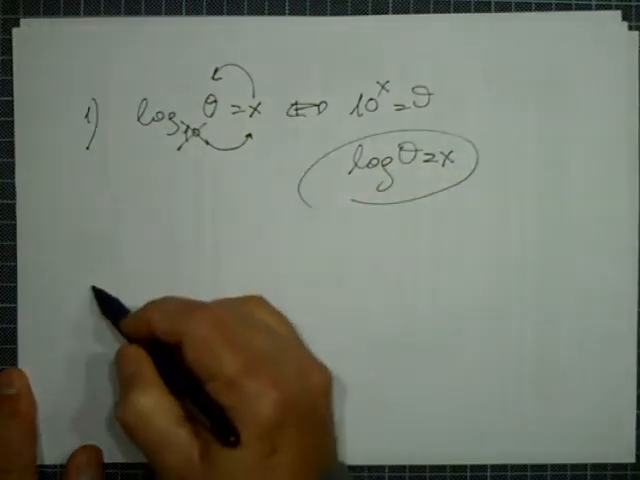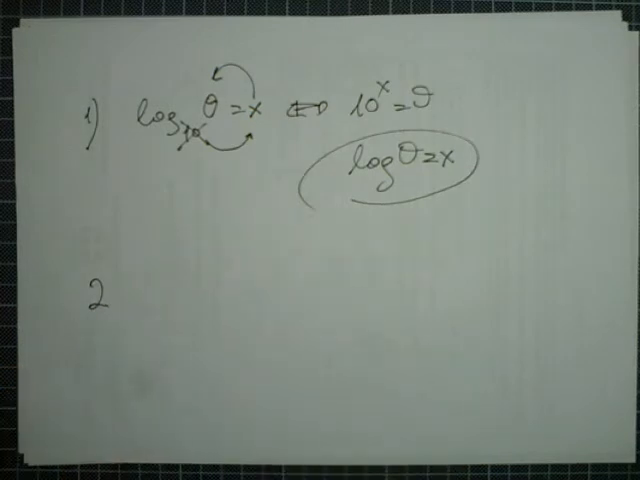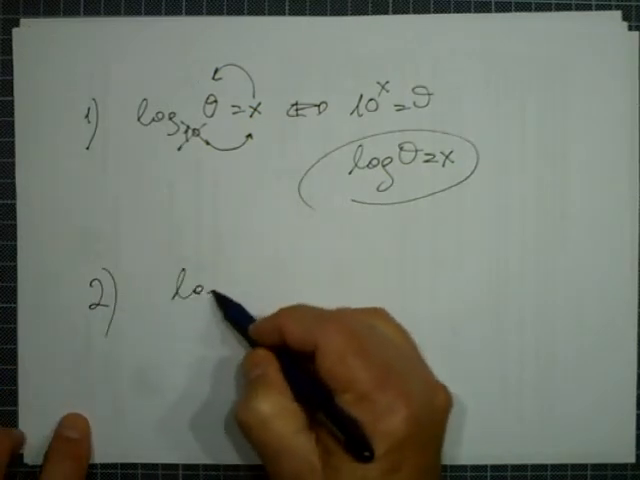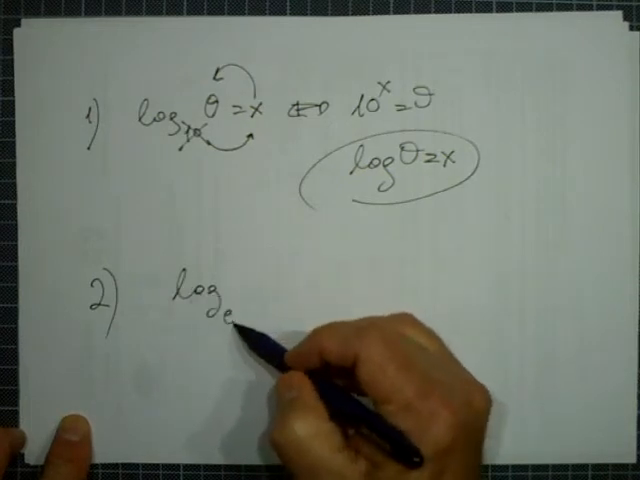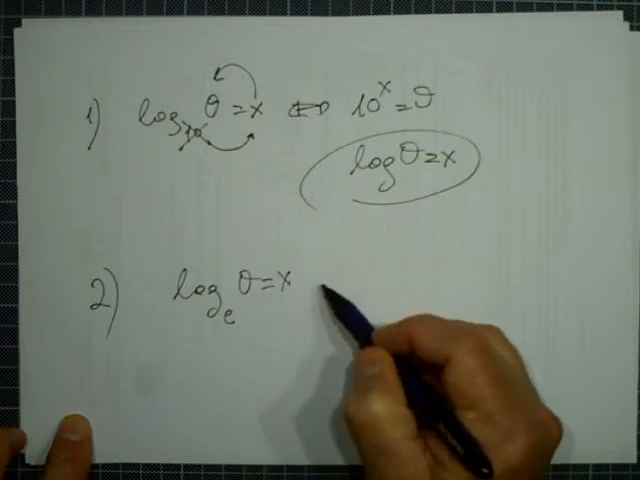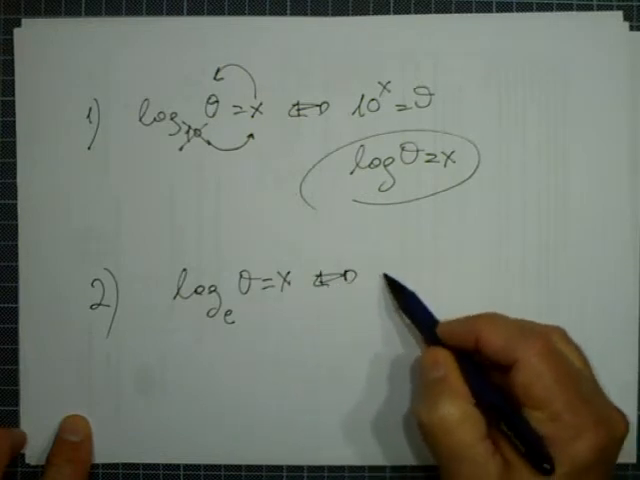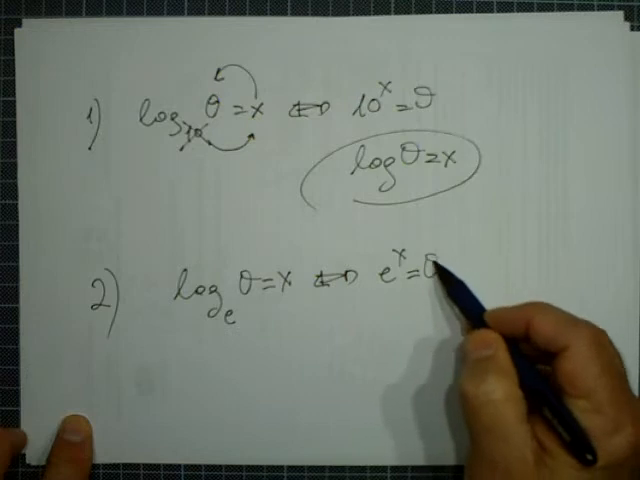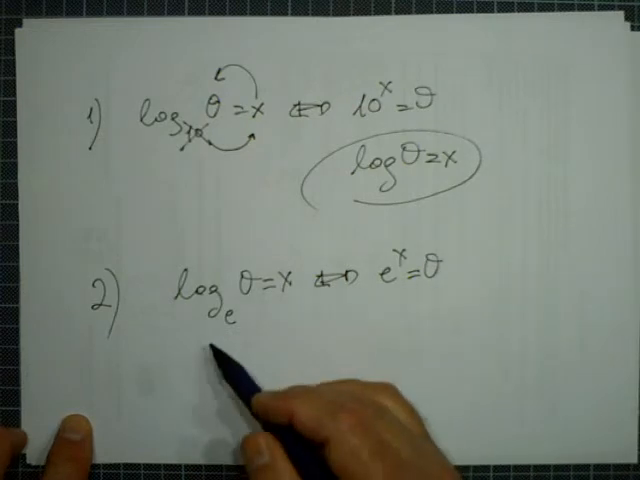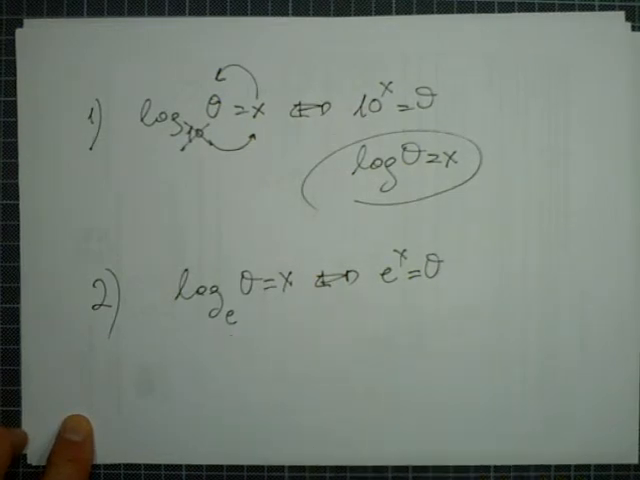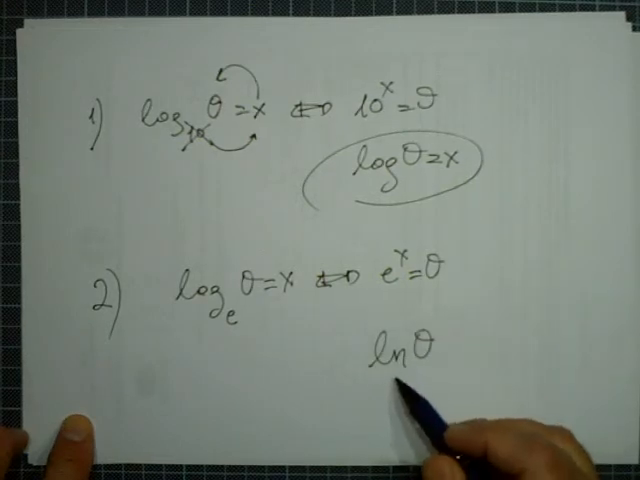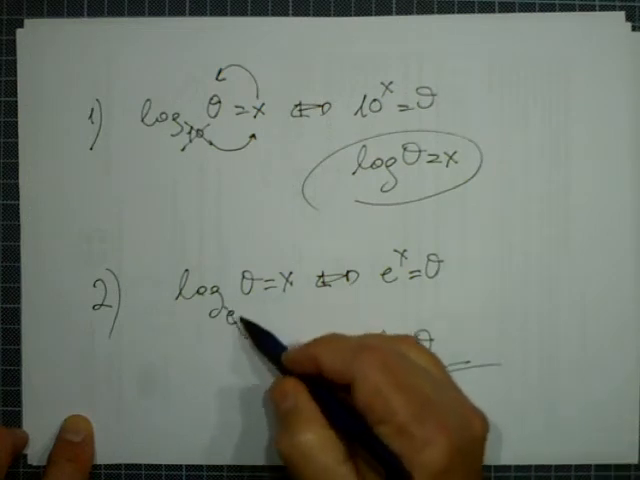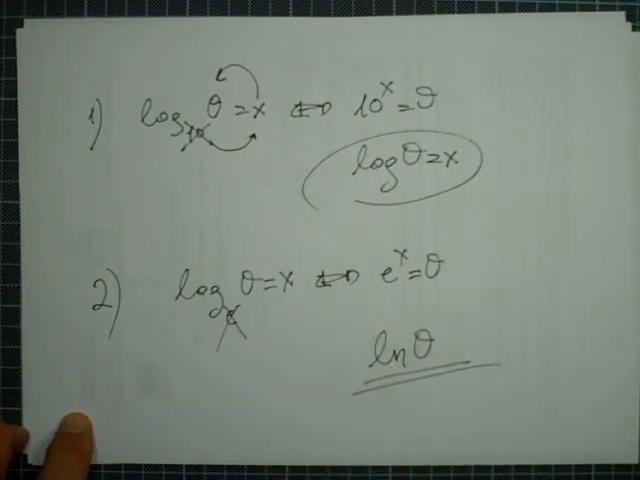Now the second type is the natural logarithm. The natural logarithm has base e, Euler's number. So log with base e of theta is x. Equivalently, we write e to the x is theta. So this logarithm here can be written in a simpler way, ln of theta, and is called natural logarithm. We do not write the number e here.